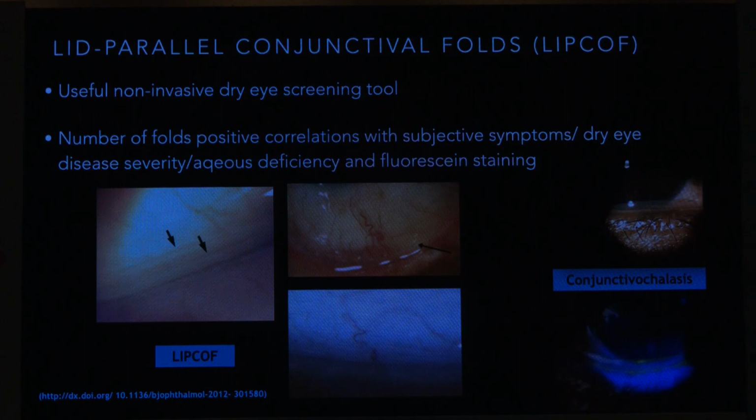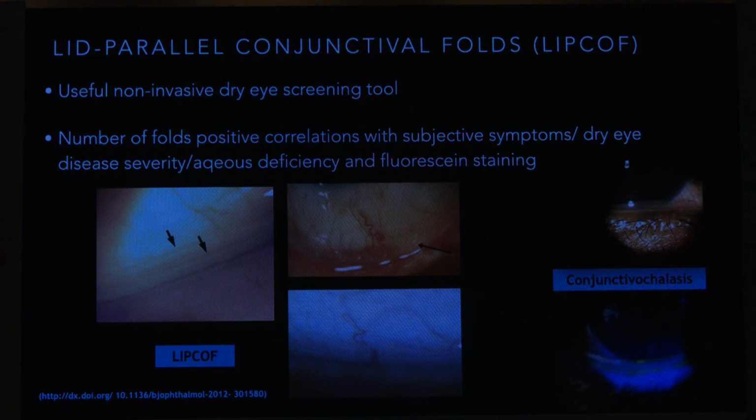You have another entity called lid parallel conjunctival folds, LIPCOF, which is a useful non-invasive dry eye screening tool. Basically, you see these parallel folds near the lid margin in the conjunctiva, and these have a positive correlation with subjective symptoms of dry eye and also severity of dry eye. So the more the number of folds you have, the more its significance.